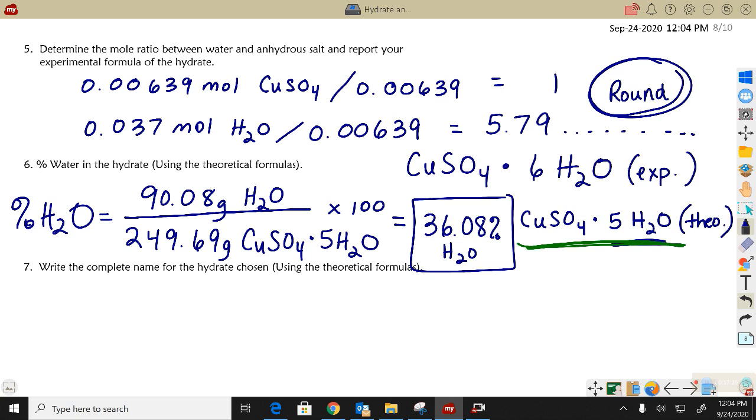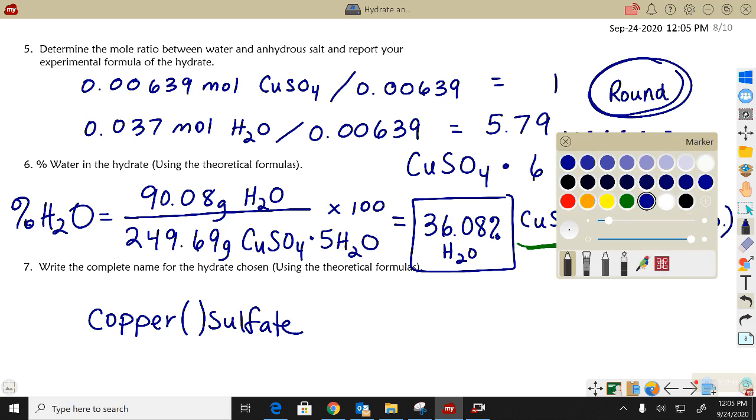Write the complete name of the hydrate chosen using the theoretical. So the name should be copper sulfate. And because it's a transition metal, I do need a Roman numeral in there. Okay, so we think about the charge on sulfate. And for a while, you might find yourself not only having the periodic table handy, but also that list of polyatomics that are in the Chapter 2 lecture guide. You can use that, and I'll link it in any assessment where I think you might need it.